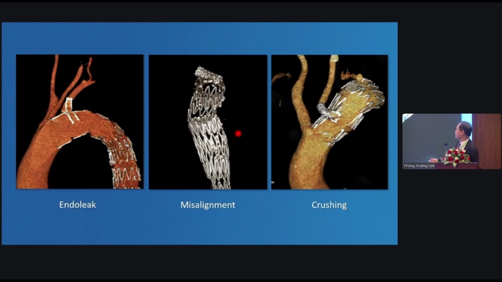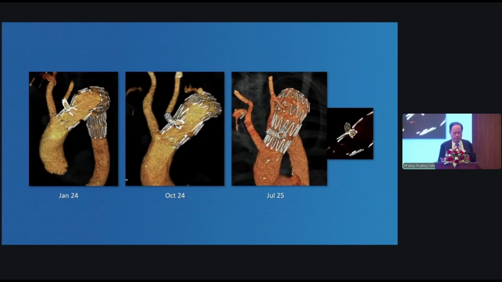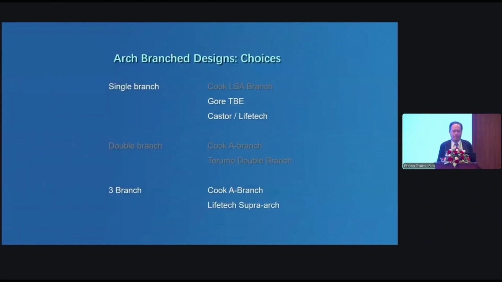You would run the risk of misalignment because you can't rotate the arch device well to match the target vessels, or the branch can be crushed. Say in this patient, after about a year's time, we see that the entire stent was actually crushed on the side because of slight migrations in the arch. So not really something that I would like.